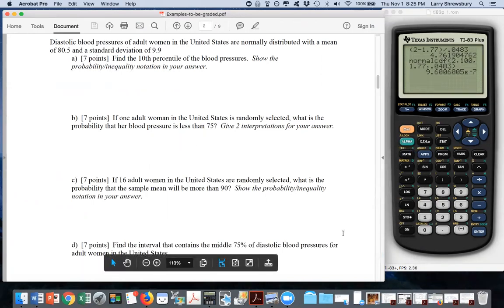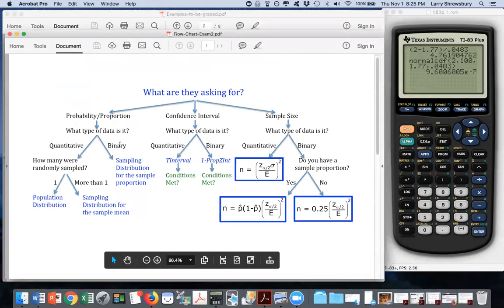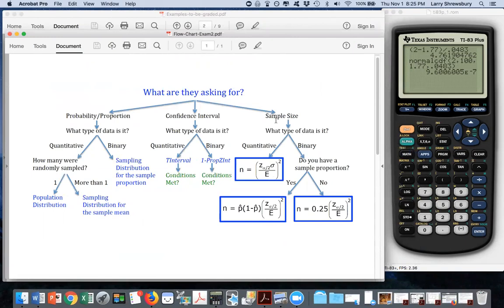Now, you'll notice that in our little flow chart, we're all over here. You notice they're not asking for a confidence interval, are they? They're not asking for a sample size. It's all this stuff we were doing the prior 2 weeks. So, you might want to know what type of data it is. It's quantitative data, so it's entirely in this branch. So either it's going to be a population distribution problem or a sampling distribution problem. Hey, look, if you're sampling more than one, it's always a sampling distribution. It's clear and obvious as that.